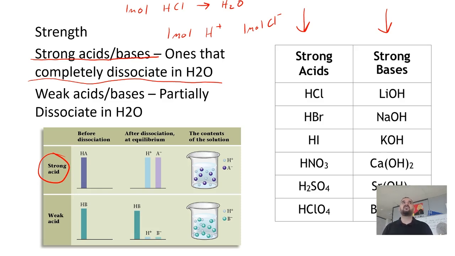And what makes this strong is all the free hydrogen ions that are just floating around. That's what makes strong acids so strong. They fully dissociate in water. 100% of the HCl is going to turn into H plus and Cl minus.